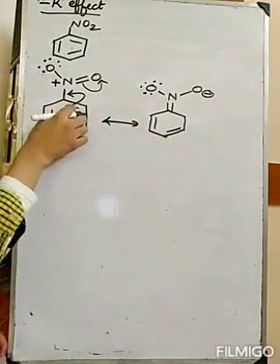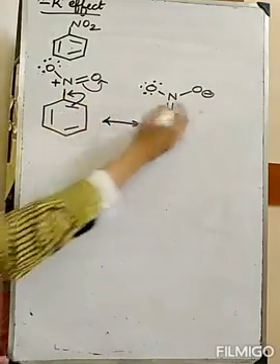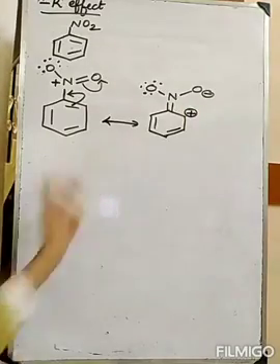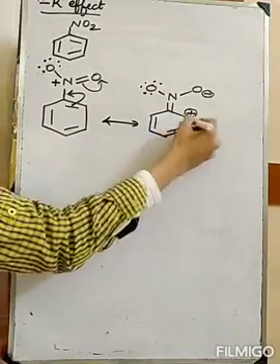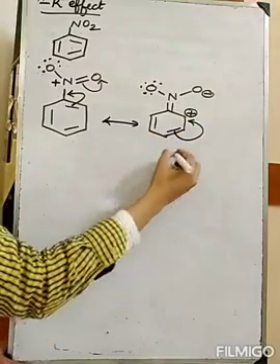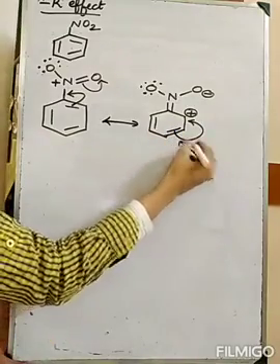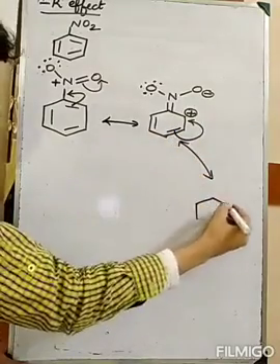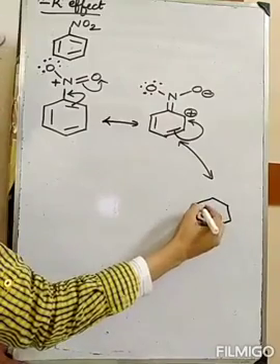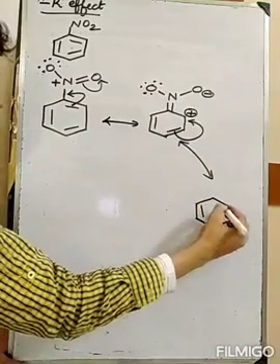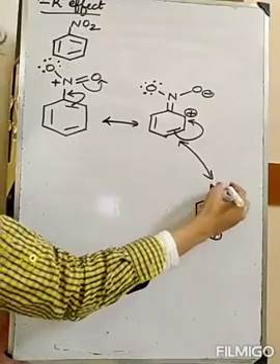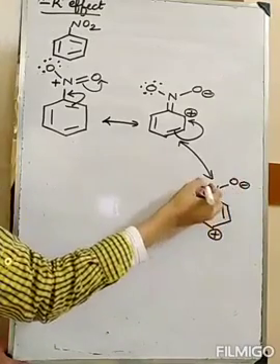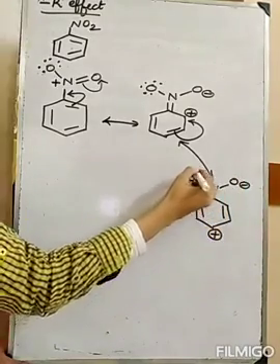Now this bond has come here. So what charge will come here? Positive charge will come here. So to neutralize this positive charge, this bond will shift here. So what will happen? What will you get? So you will get like this. So here you will get positive charge, N, O minus, oxygen.